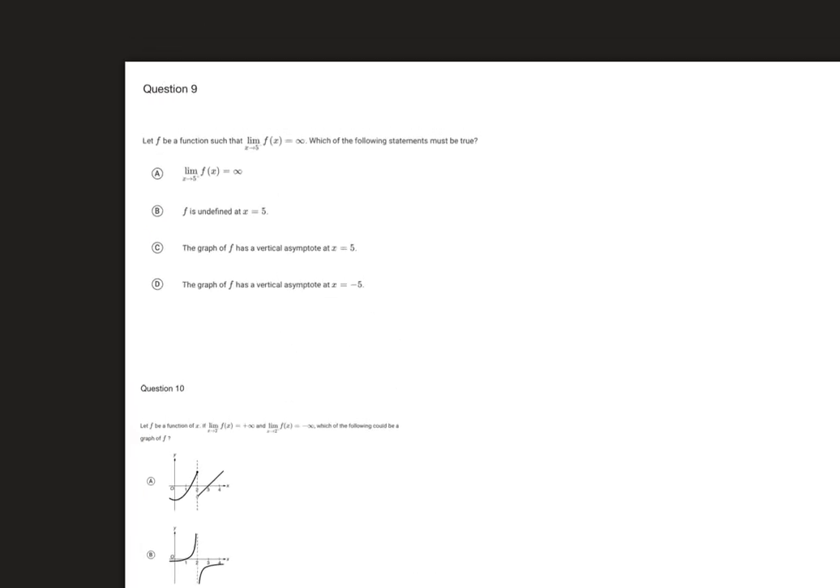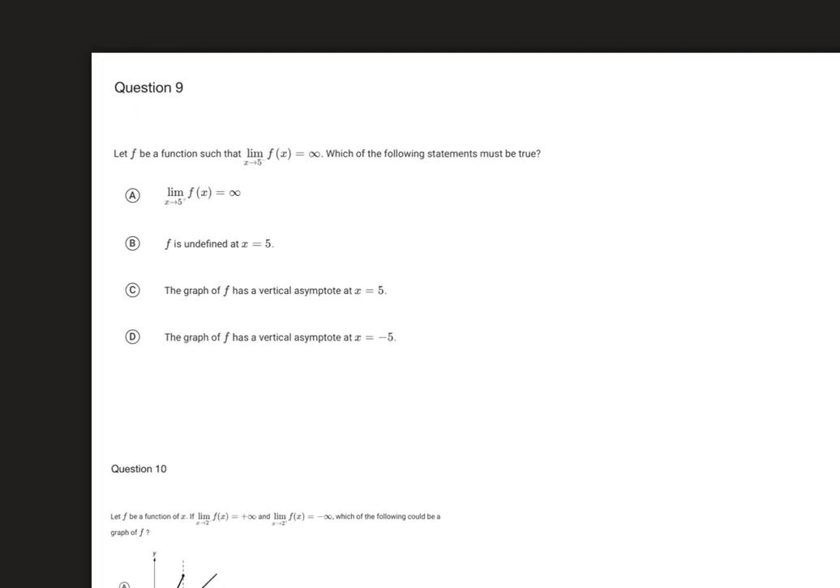So number 9, they say let f be the function such that the limit as x approaches 5 from the left equals infinity. So right away, we're talking about a vertical asymptote at x equals 5. Which of the following must be true? And that happens to be one of the answer choices. So C says the graph of f has a vertical asymptote at x equals 5. So that's it. This is the definition of a vertical asymptote. So, okay, next one.